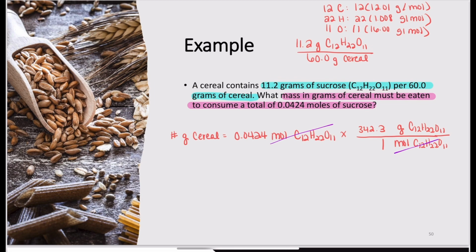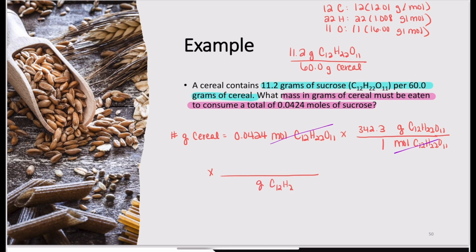I've got grams of sucrose. I don't want grams of sucrose. I want grams of cereal. I have this great conversion right here, though, right? I was told 11.2 grams of sucrose is contained in 60 grams of cereal. What I need to think about here is I am trying to cancel my grams of sucrose. I am trying to get to grams of cereal. By putting grams of sucrose in the denominator and grams of cereal in the numerator, I'm able to cancel the grams of sucrose and get to grams of cereal.